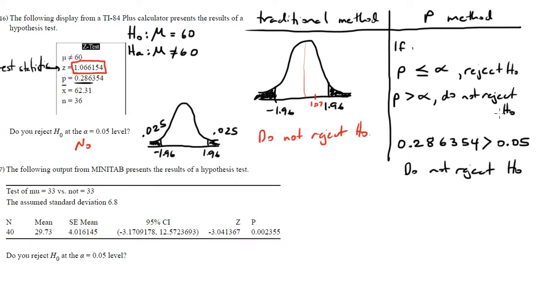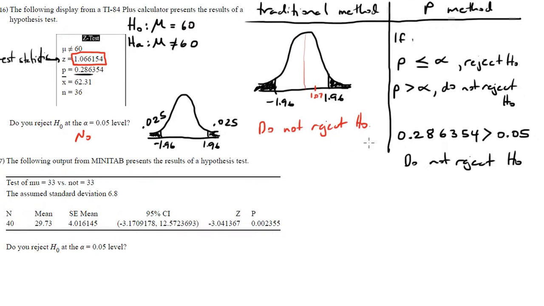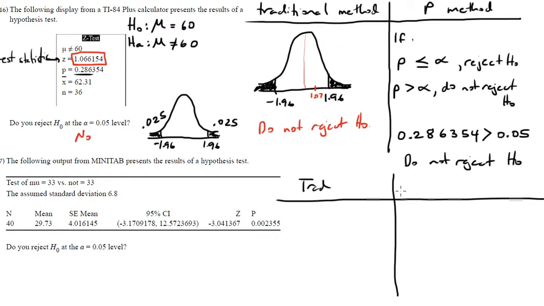Now I'm going to carry this thinking down. We're going to do the exact same, both methods, for this next situation. And again, what we're really looking at is the z test statistic and the p-value here compared to alpha. So let's see what's happening. The traditional method versus the P method.